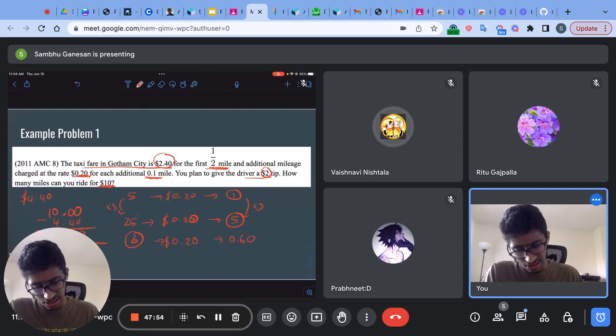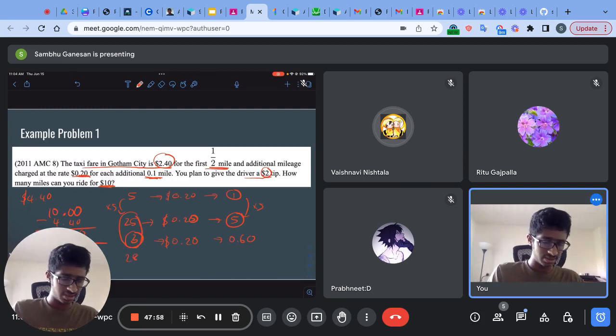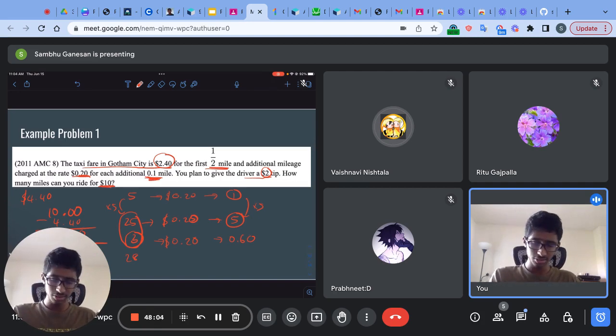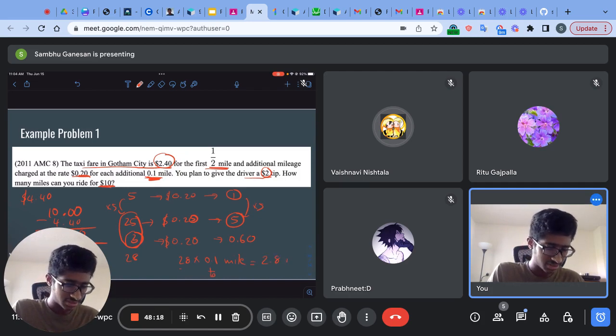So therefore, you're taking 28 extra coins of 20 cents. And 28 extra coins gives you 0.1 mile each. So you get 28 times 0.1 mile for those number of miles. So 0.1 is nothing but 1 over 10. So 28 over 10, which is nothing but 2.8 miles extra.